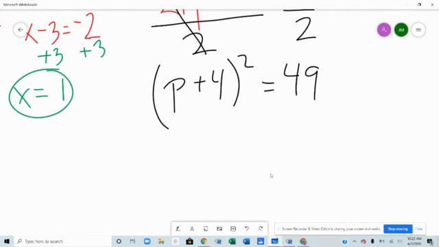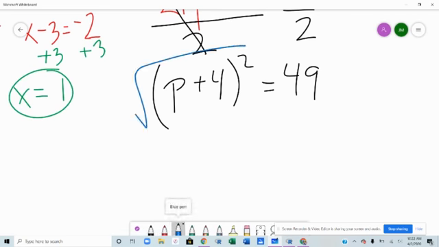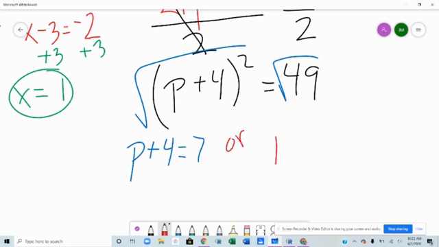Now, after you multiply or divide, you deal with exponents. So I have my squared. I need to get rid of my square rooting. When you square root, you get 2 answers. So on the left side, your squared and your square root are going to cancel, leaves you with p plus 4 equals square root of 49 is 7. Or 2 answers, p plus 4 equals negative 7. When you square root, you get your 2 answers.